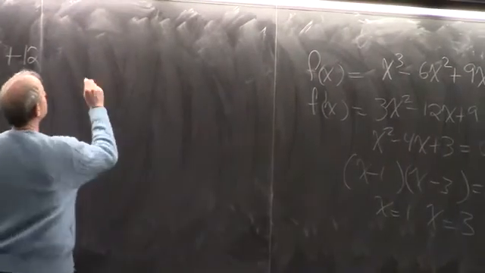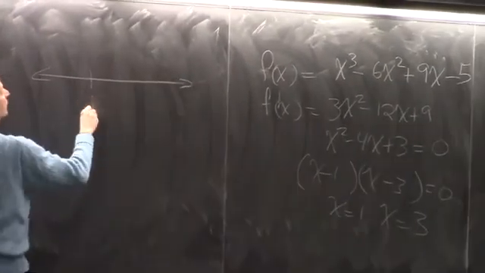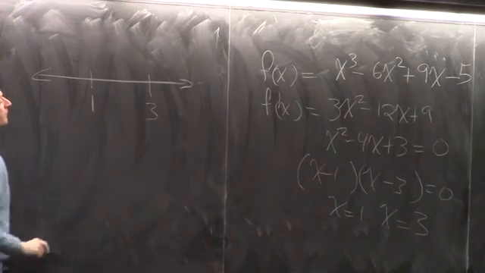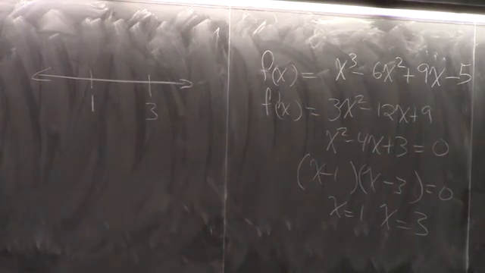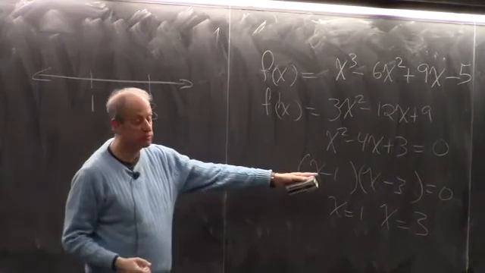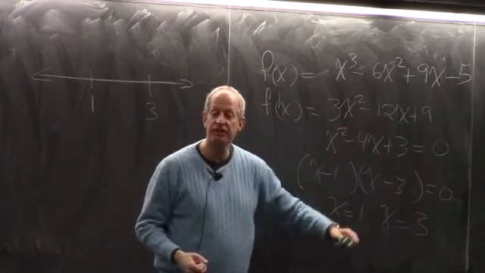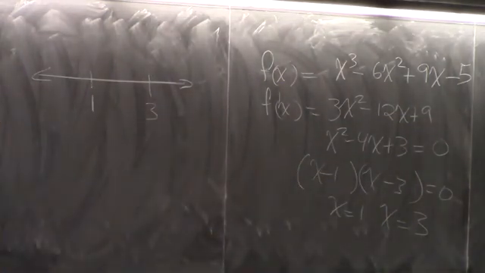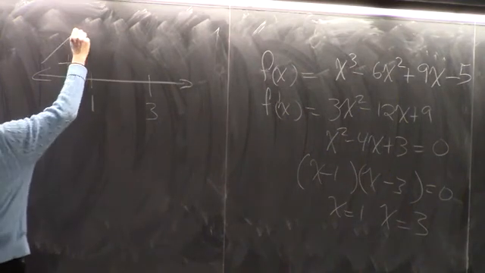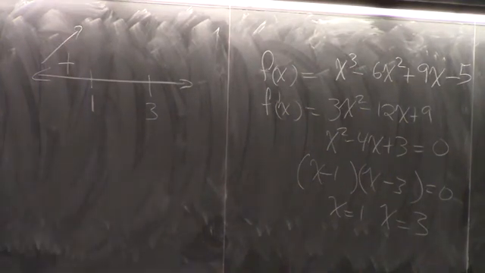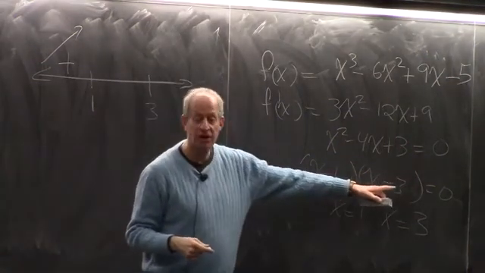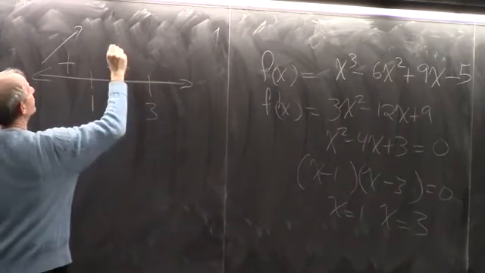Okay, so let's sign test this. Pick a value less than 1, like 0. Plug it into the derivative. You get 0 minus 1 is negative 1. 0 minus 3 is negative 3. Two negatives multiplied together give you a positive. So the graph is going up to the left of 1. Remember we asked you in the previous exam, where is it increasing and decreasing? It's the same thing. Now pick a number between 1 and 3, like 2. You get 1 times negative 1, that's a negative number. So the graph is going down here.